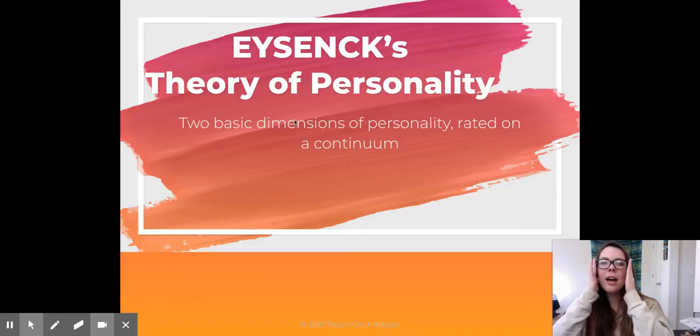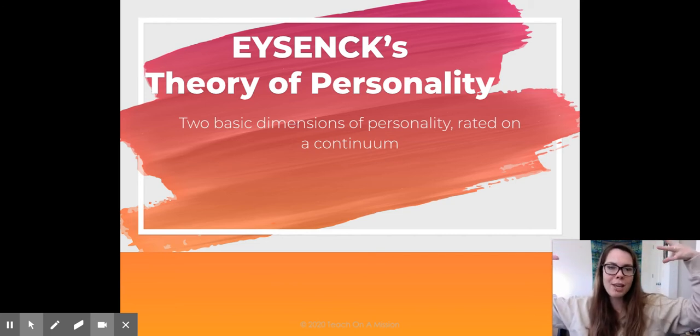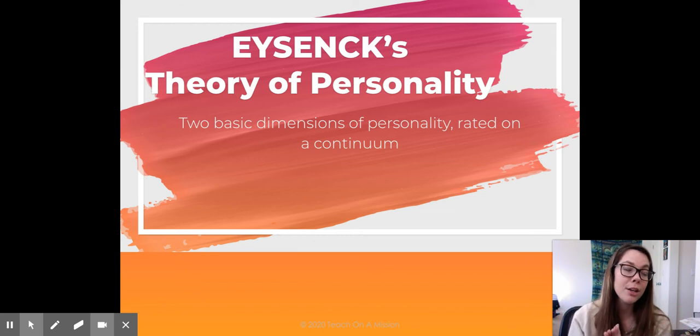So we're talking about trait theory, and within this realm, we have theories of personality that are seen through these trait theories and through our traits. Eysenck's theory of personality. Eysenck is a name we want to know. He is our first guy, and I would definitely highlight Eysenck's theory of personality. He believes that there are two basic dimensions of personality rated on a continuum. So it's almost like a spectrum, right?